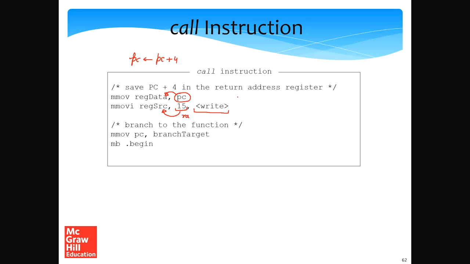So basically we are writing the value in the PC register, which is the old PC plus 4, which is essentially the address of the next instruction, to the register file, register 15, the return address register. Once we have done that, we can jump to the branch target. So we load the branch target in the PC, which is equivalent to a jump, and we move to the beginning of the preamble such that we can execute the next instruction.